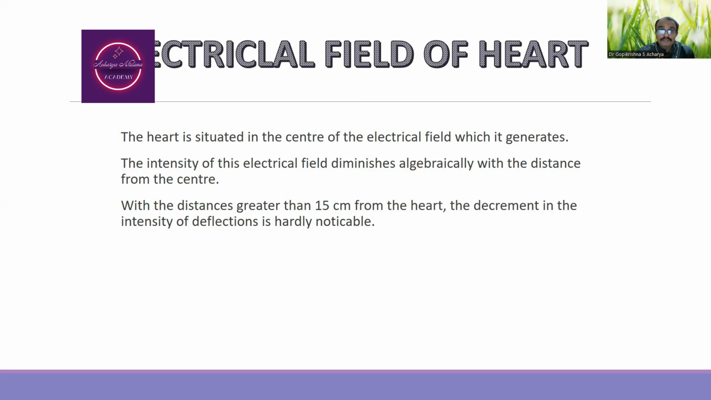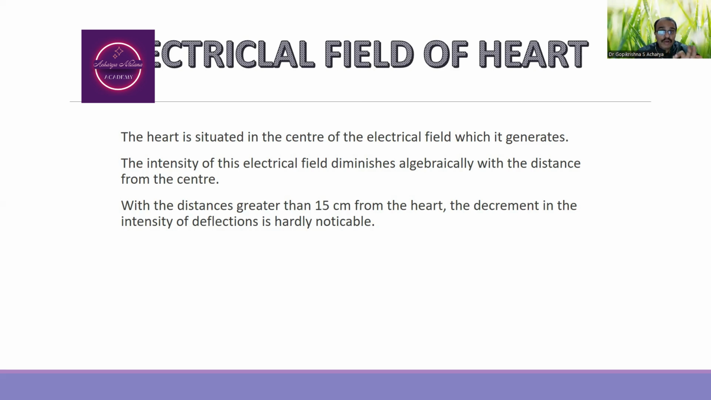Whereas, as the distance increases from the heart, that will be responsible for the gradual reduction in the deflection. When the distance is more than 15 centimeters from the heart, the decrease in the intensity of deflections will be very negligible, or hardly noticed. That means there is no potential difference that will be made by the electrodes if they are placed more than 15 centimeters from the center of the heart.